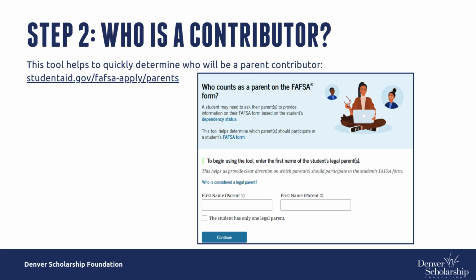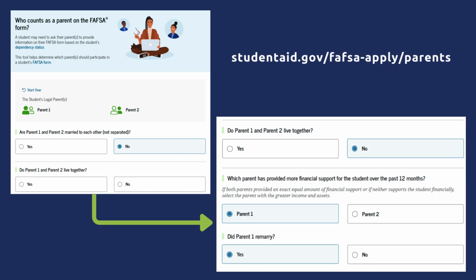So what you see on the screen right now is the first step, which is asking about the first names of the student's legal parents. And again, the legal parent is going to be either a biological or adoptive parent. Next up, the form asks, are parent one and parent two married to each other? If the answer is yes, then both parents will be including information on the FAFSA.